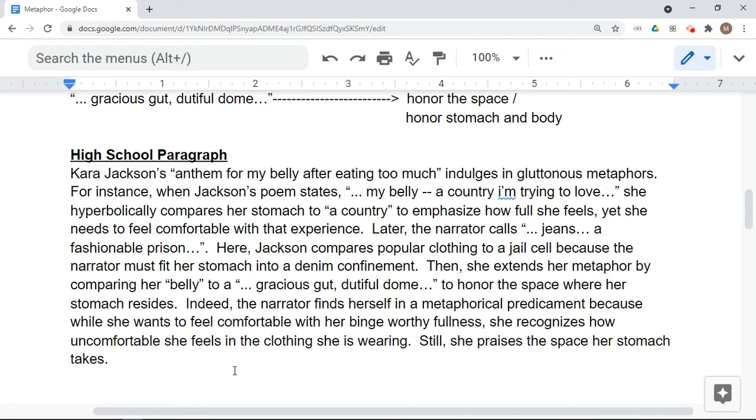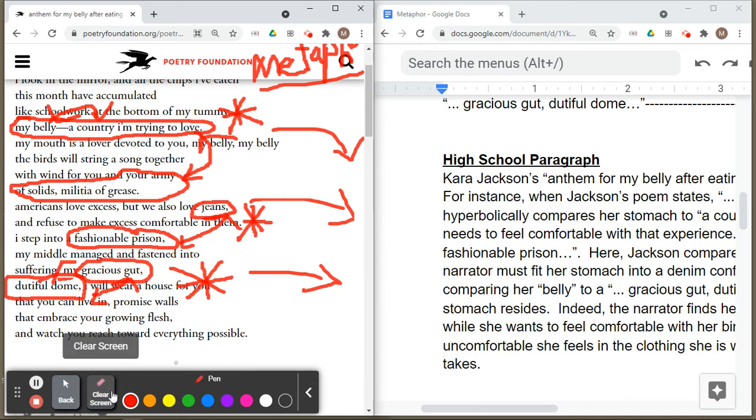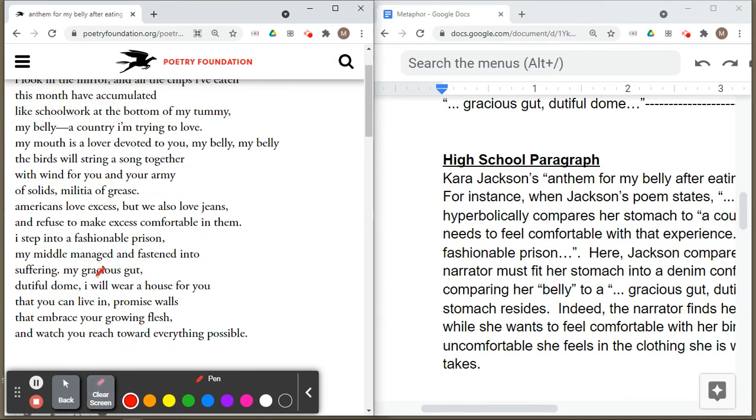Still, she praises the space her stomach takes because she does, because in the end she says, in that last sentence, after suffering, because she goes from something negative, suffering, my gracious gut. So I'm going to clear all this for a minute, because here we've got that period. And then this is really her last sentence. And it's a long one.